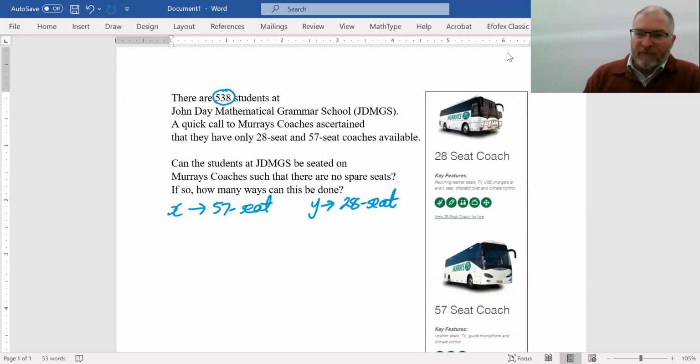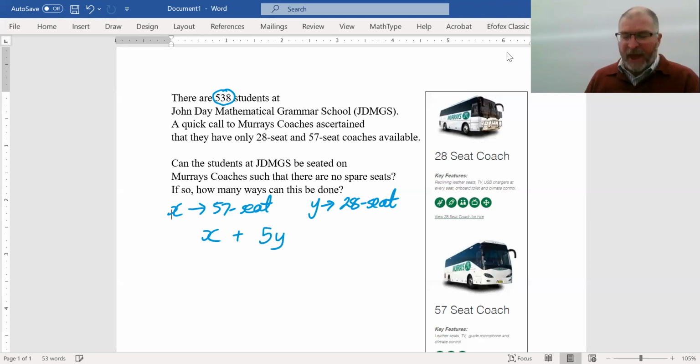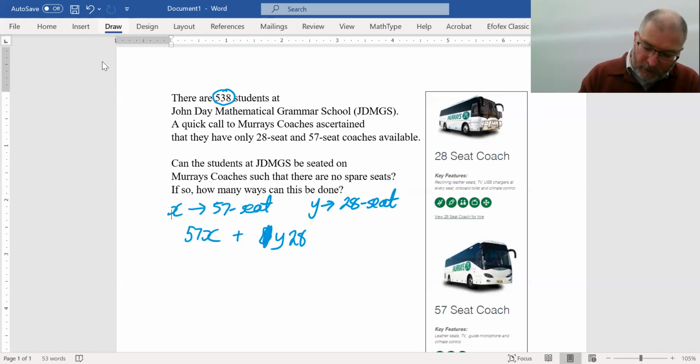If I have one 57-seater and I have 5 28-seaters, that's how many students will be used up, right? Sorry, there'll be one lot of 57. I need to go 57, sorry. And if there's Y lots of 28, there'll be Y lots of 28 students. That's how many will be used up. So I'm going to write that in a clearer way for you. Let me rub that out.